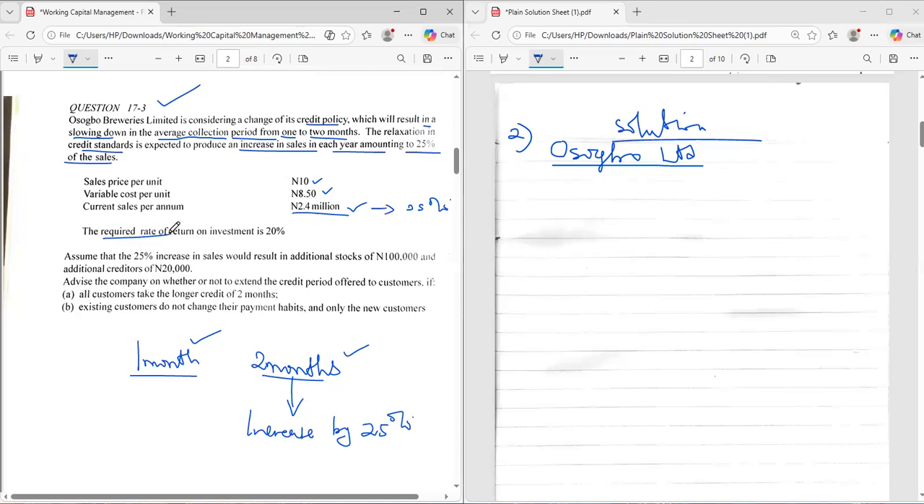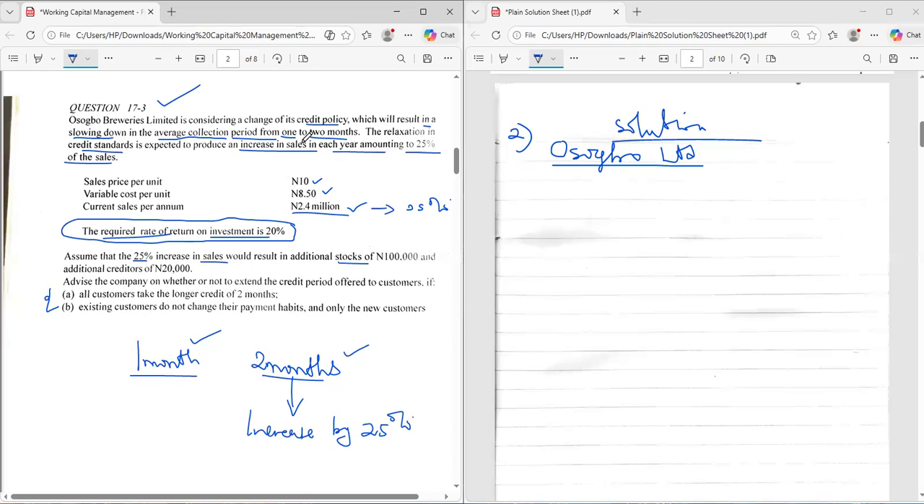Now, they said the required rate of return on investment is 20%. On a serious note, I really do not need this to solve this question because I have 2 ways of solving it. But because ICAN, or this question examiner, has included 20%, I already know the pattern he wants me to come from. So I'm going to give him his pattern. Even if that 20% is not there, I can still solve and get my answer. But since he has given us, there's no challenge. We'll use his pattern.